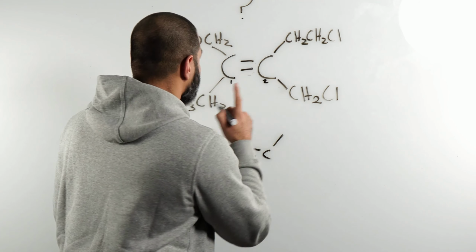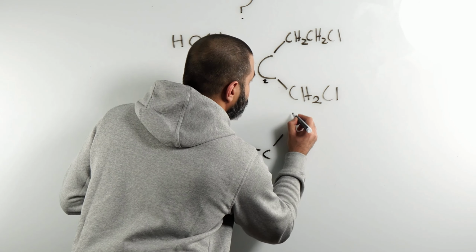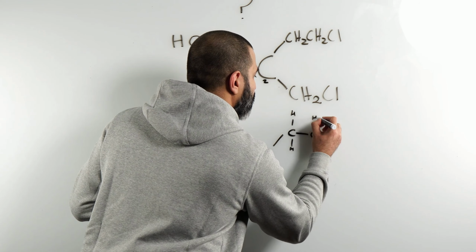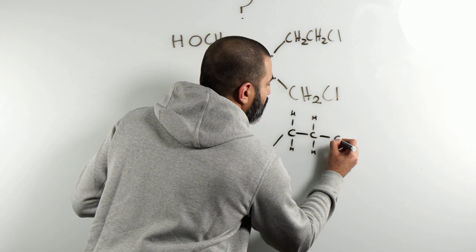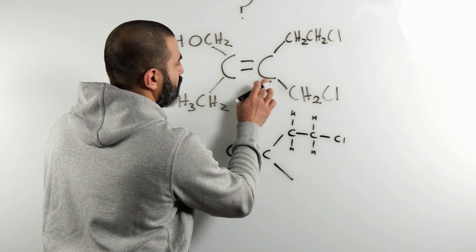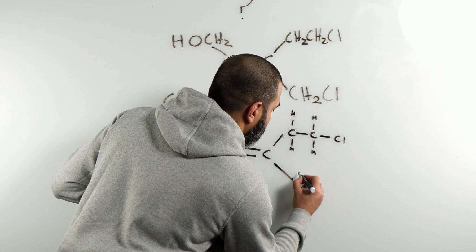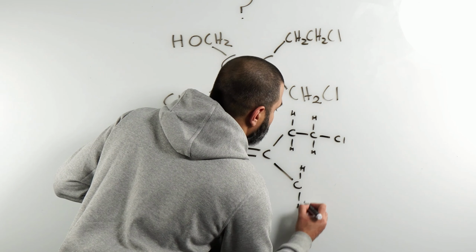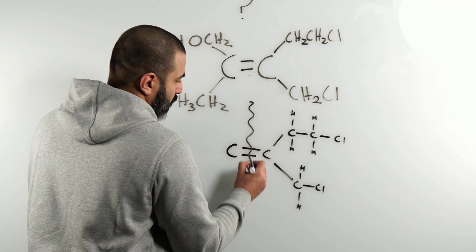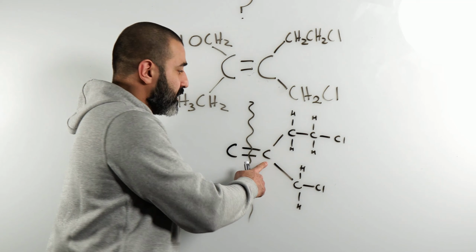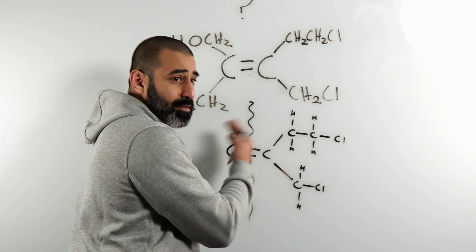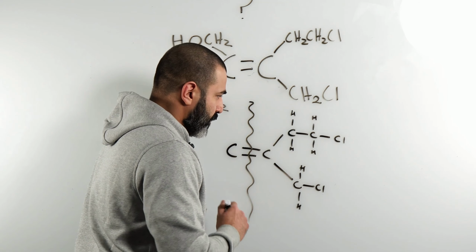Okay, so let's draw out what we have. So you've got CH2, CH2, Cl, and we've got CH2, Cl. Right. Let's just look at this carbon of the C=C double bond first, okay? So I'm just drawing a squiggly line just to separate the right-hand side and the left-hand side of my drawing.